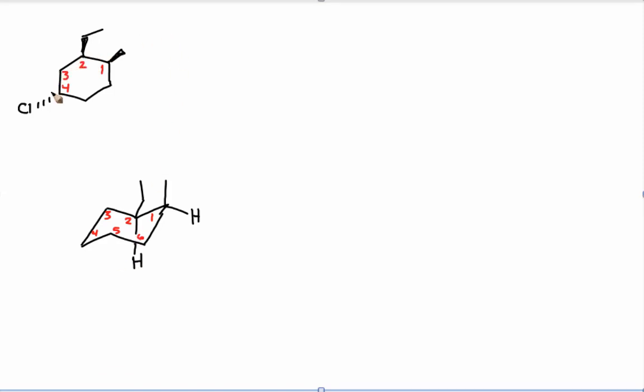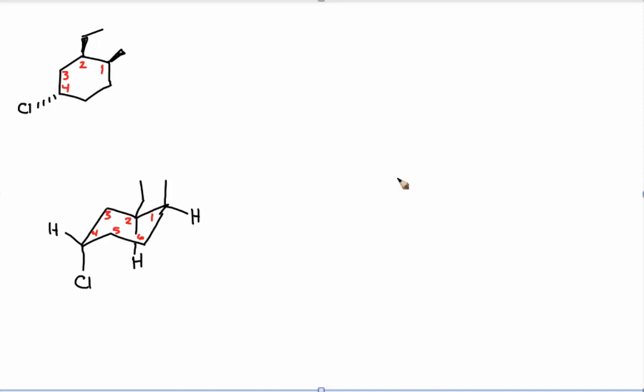Then if we come over here to carbon 4, we have a chlorine pointing down, trans to the ethyl group. So if this ethyl is pointing up, our chlorine needs to be pointing down, so chlorine is axial, and we have an equatorial hydrogen.